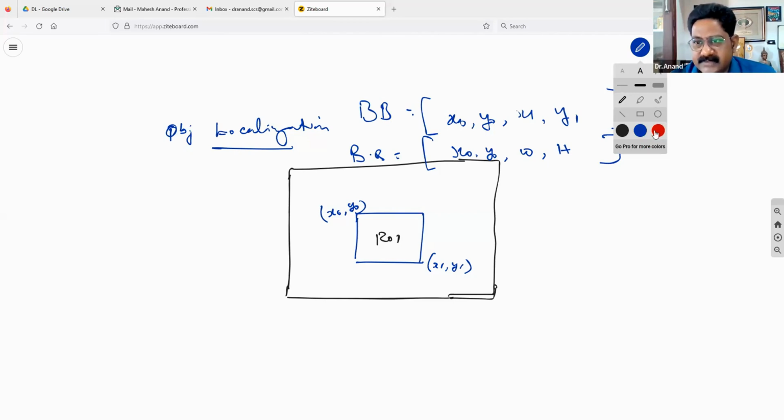So let us try to understand this coordinate concept with an example. Let us assume this is a rectangular image of size 400 by 600. So the height of the image is 400 pixels, and the width of the image is 600 pixels.